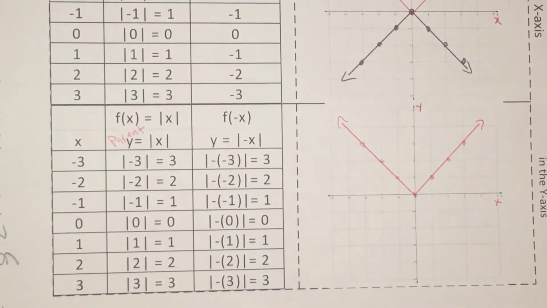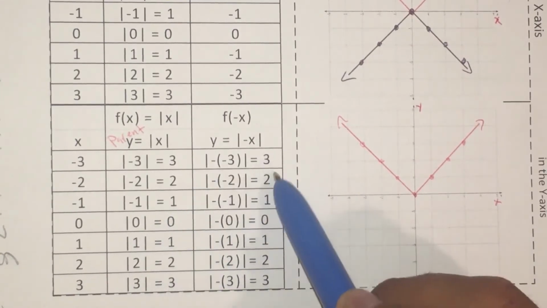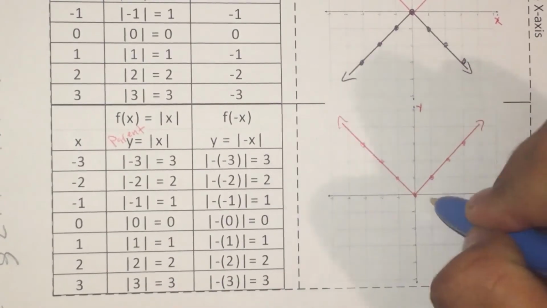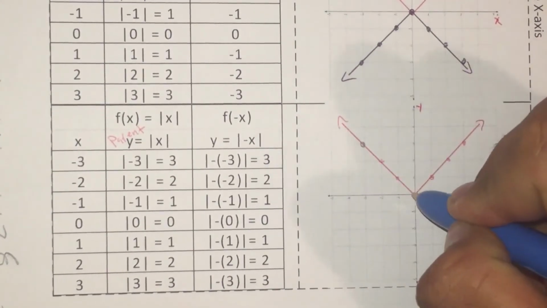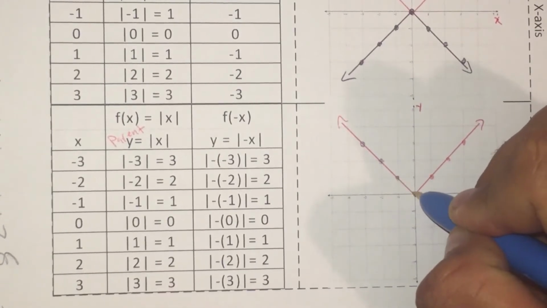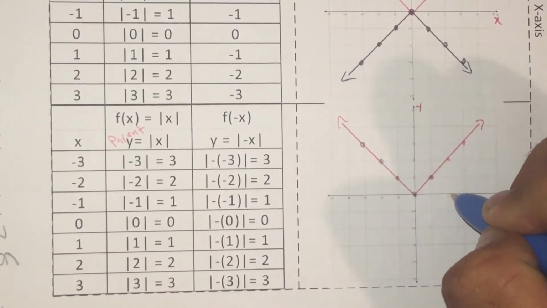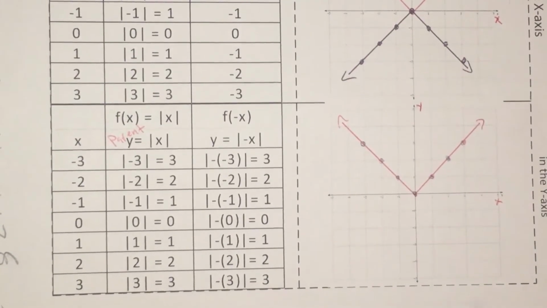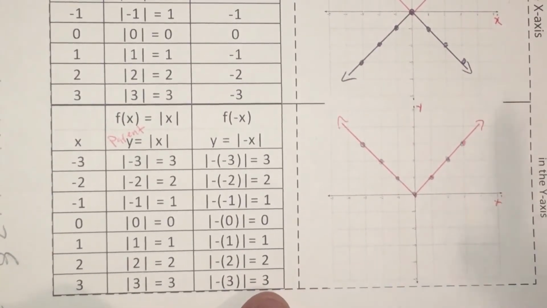And then we can see that these actual values are the same as these actual values. So it's actually going to be the same point. So at -3, 3; at -2, 2; at -1, 1; 0, 0; 1, 1; 2, 2; and 3, 3. And that is because if we look at this here, we can draw a line.